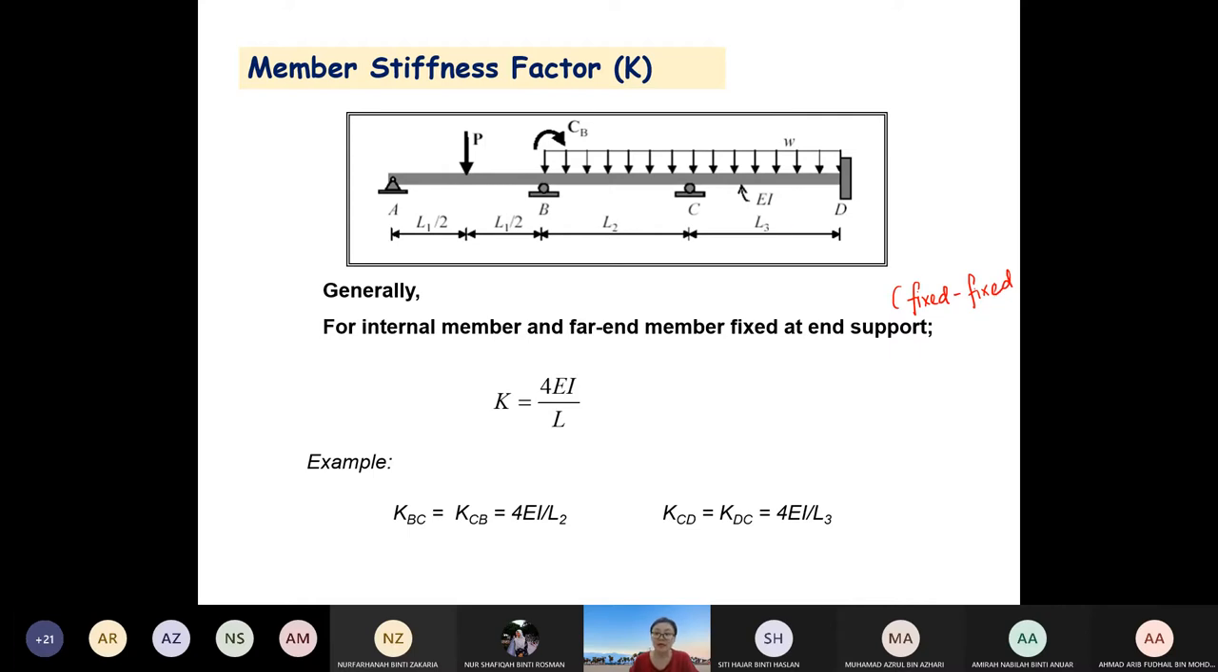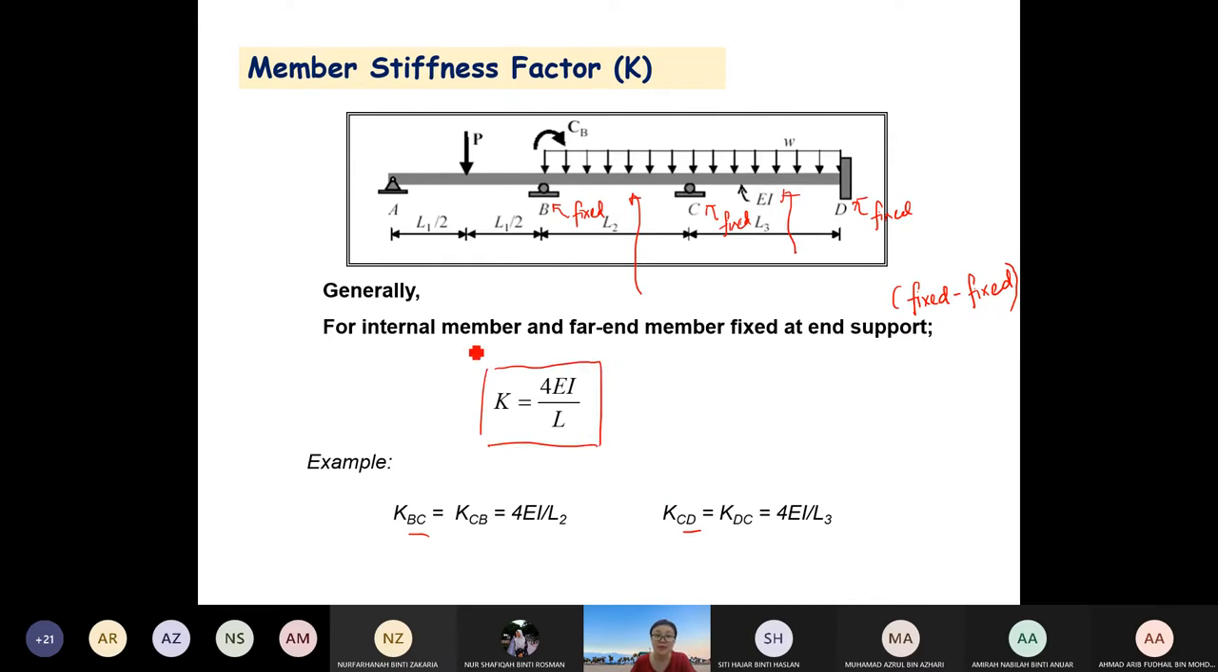If you still remember, we have assumed the internal supports as fixed. So this B, you can treat it as fixed. At C, you can treat it as fixed. Of course, D is fixed. But in reality, B and C are rollers; only in this method do we treat them as fixed. So when B, C, D are fixed, that means the member stiffness factor for member BC and member DE, you use this equation, 4EI over L.